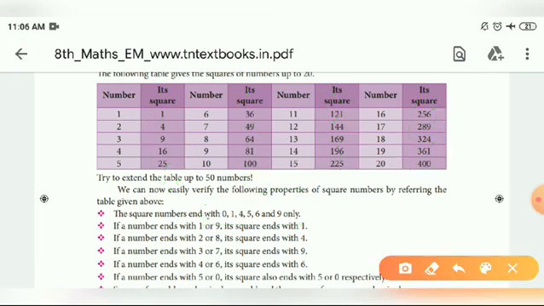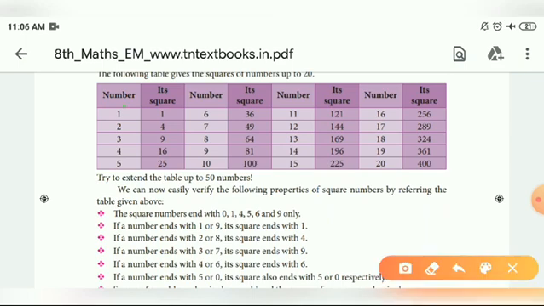So the first property is a square number ends with 0, 1, 4, 5, 6 and 9 only. All the square numbers end with these digits only. Then only the number is called a square number. Okay, the next one.